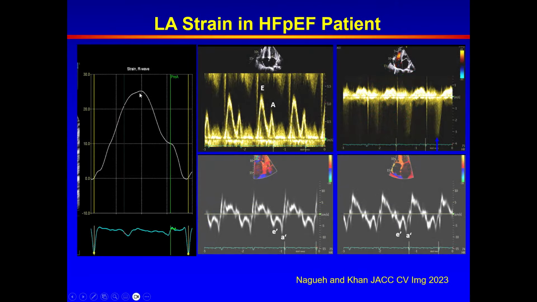comparably similar value, very close value, about 25%. But now it's taken from a patient with heart failure preserved EF. Big left atrium, a TR of at least 3.5, pseudonormal filling, reduced annular velocities. If I take away all these signals and just show you the strain, it becomes challenging how to interpret it.